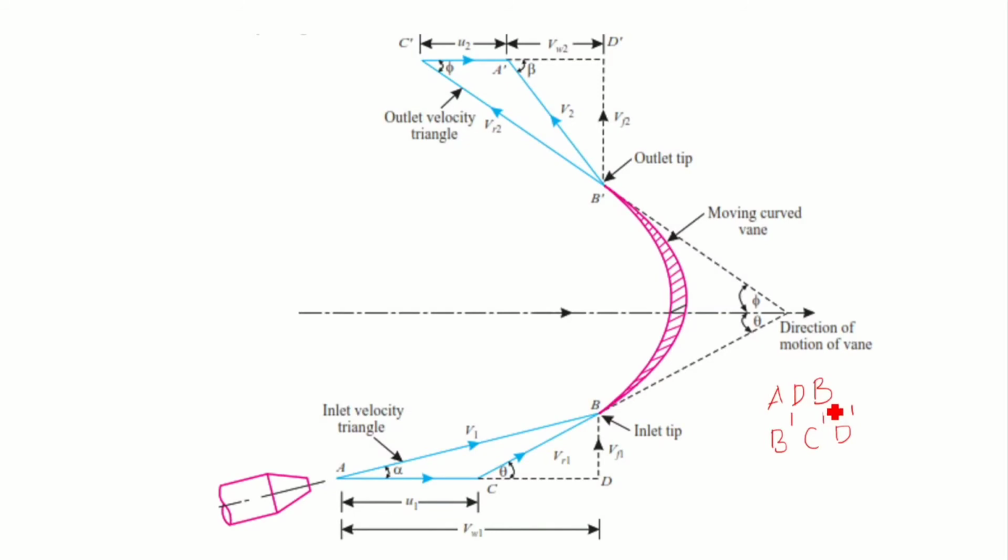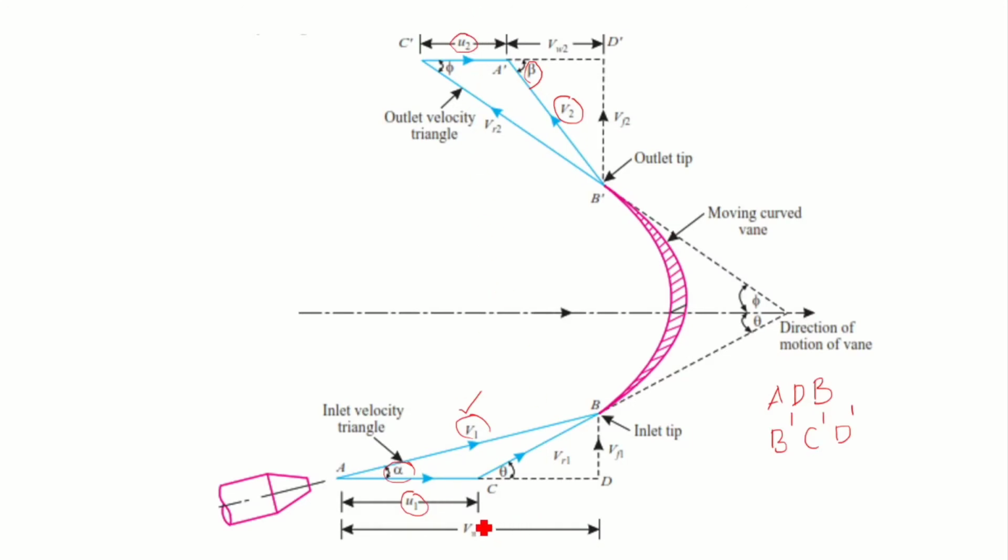So the various terms included in this diagram are the absolute velocity at inlet, V1, and at the outlet, V2. The jet makes an angle of alpha at inlet, and at the outlet it is beta. The velocity of the vane at inlet is u1, and the velocity of the vane at outlet is u2.